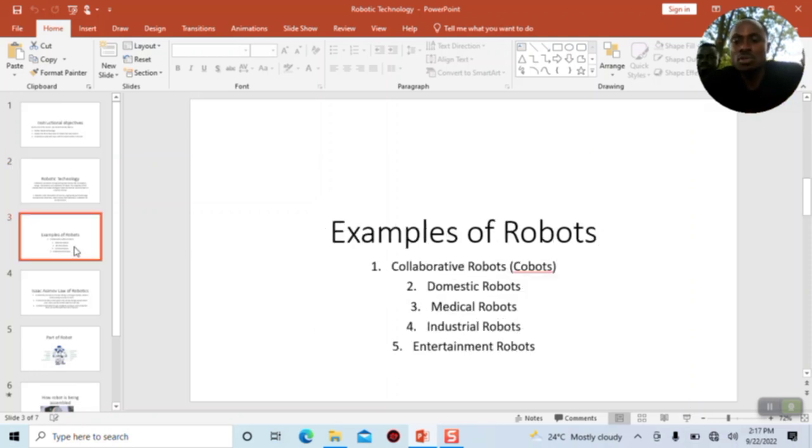Now, some examples of robots are collaborative robots, which are also known as cobots, domestic robots, medical robots, industrial robots, and entertainment robots.